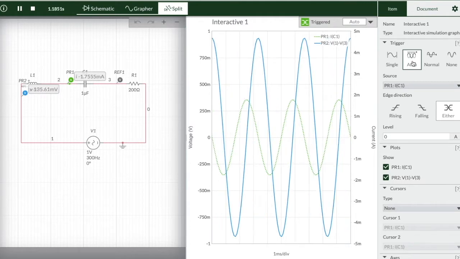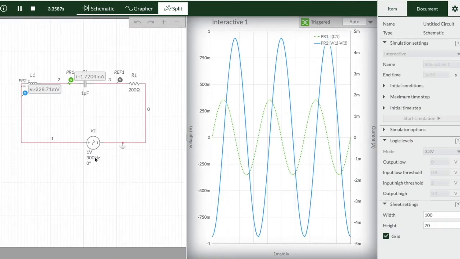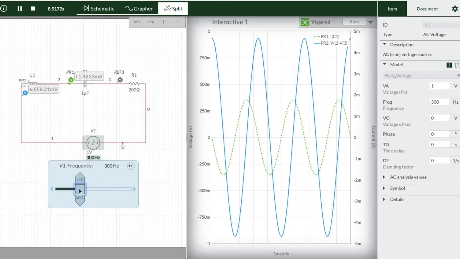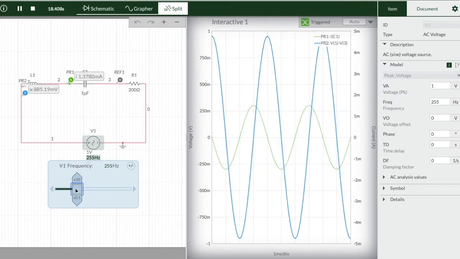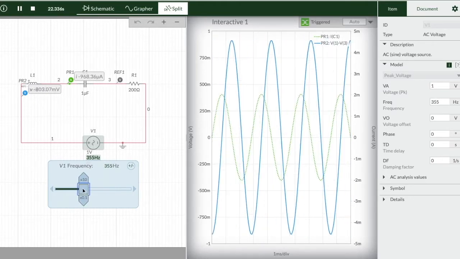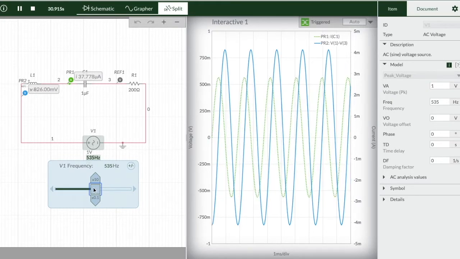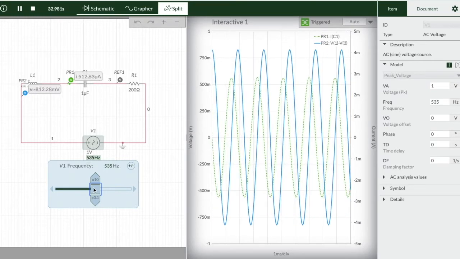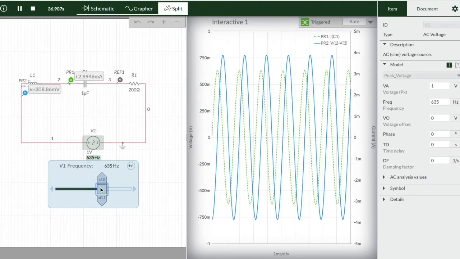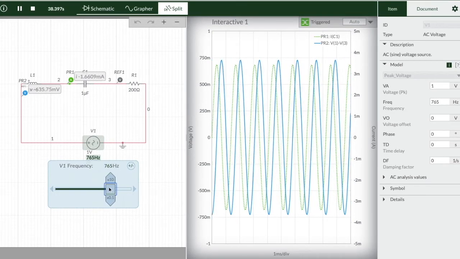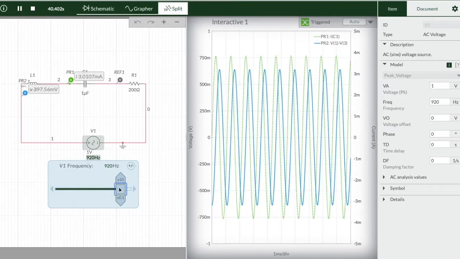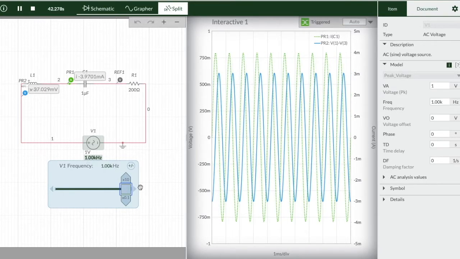As we have selected triggering on auto, we can change the frequency of the signal continuously. By starting with the frequency of 300 Hz, now we are increasing the frequency of input signal. The blue signal is giving us potential difference VLC, that is across the series combination of inductor and capacitor, and the green dotted signal is giving us current in the circuit. As we go on increasing the frequency, we can see that current in the circuit is increasing and VLC starts decreasing. We have now come to 1 kHz.